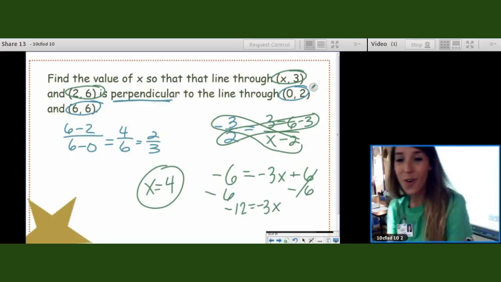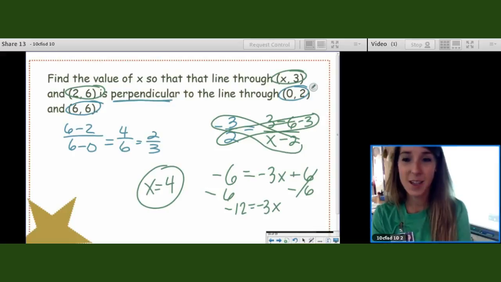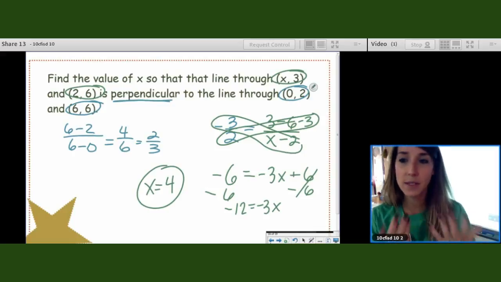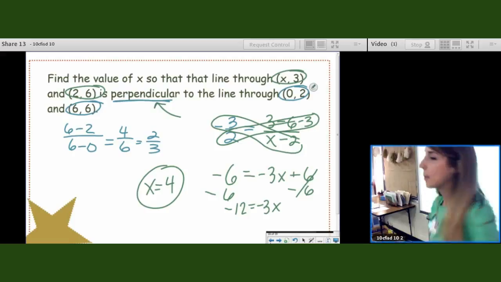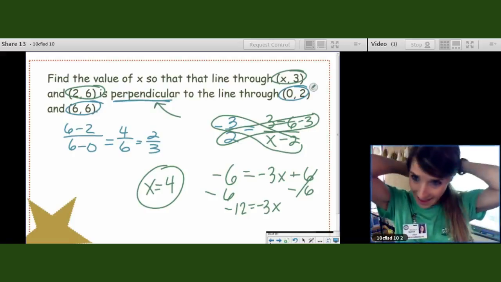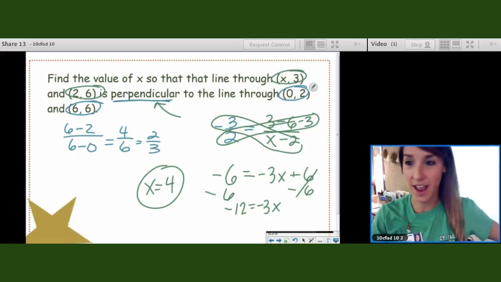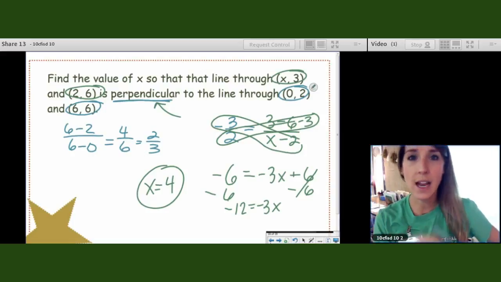So x is 4. And let's summarize what we did. Step 1: we found the slope of the line that was given to us. Then we found the opposite reciprocal to force the slope to be perpendicular. Then we did what we learned yesterday, and we found the missing coordinate given the slope. We set up two fractions, and we cross multiply.